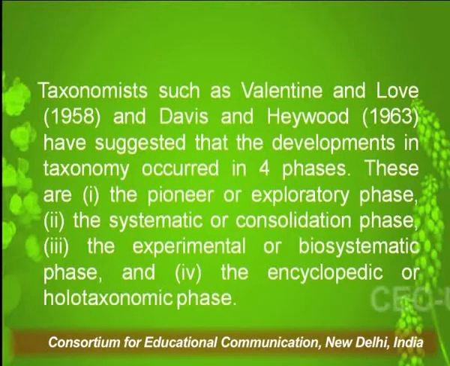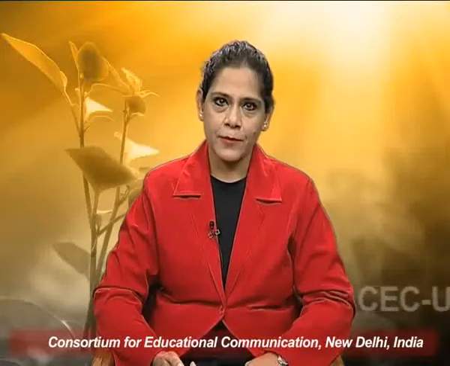Taxonomists such as Valentine and Love in 1958 and Davis and Heywood in 1963 have suggested that the developments in taxonomy occurred in four phases. These are the first one, the pioneer or exploratory phase, the systematic or consolidation phase, the experimental or biosystematic phase, and the encyclopedic or holotaxonomic phase.